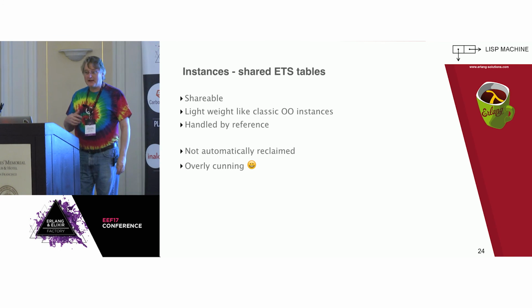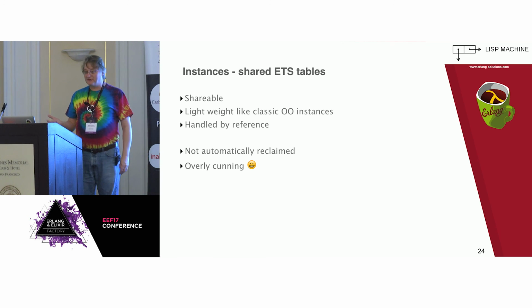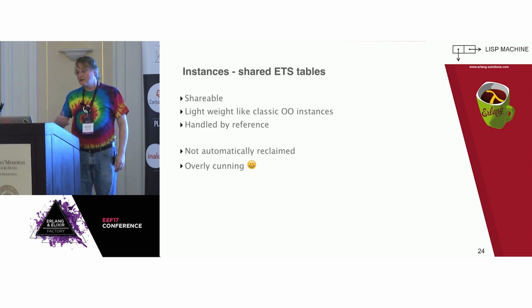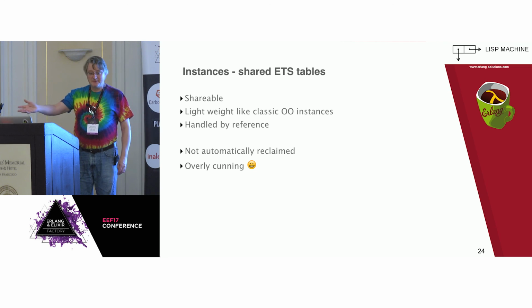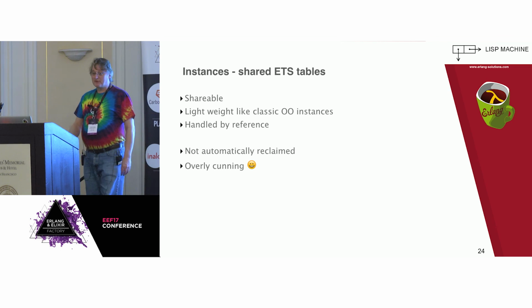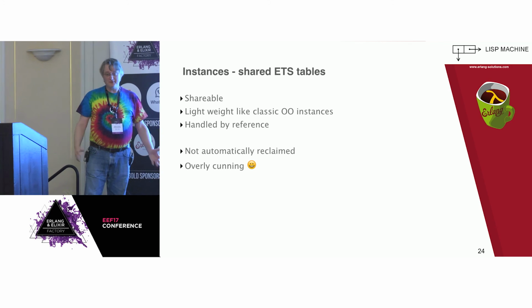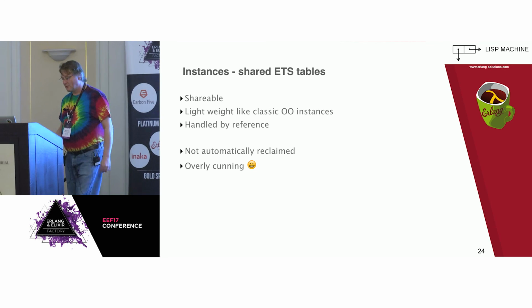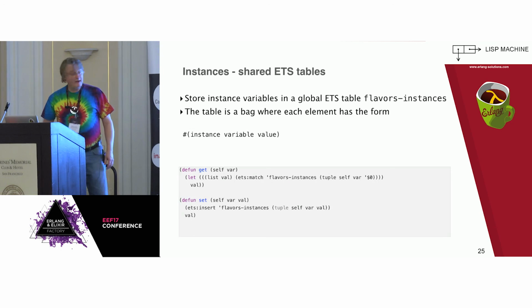Now, how do I handle a shared ETS table so that it doesn't go away when something crashes? Well, you just make the init process 0 the owner of it. It inherits it. If that process dies, the whole system dies, so it doesn't make any difference. I've done this. It works. So how do you implement it?